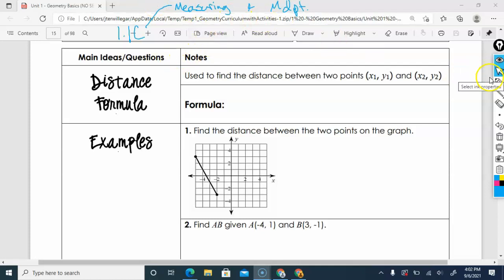Hey there, Geometry Cats. Today we are going to be looking at 1.1c, measuring and midpoints. Oh my! Let's get right to the nitty gritty.